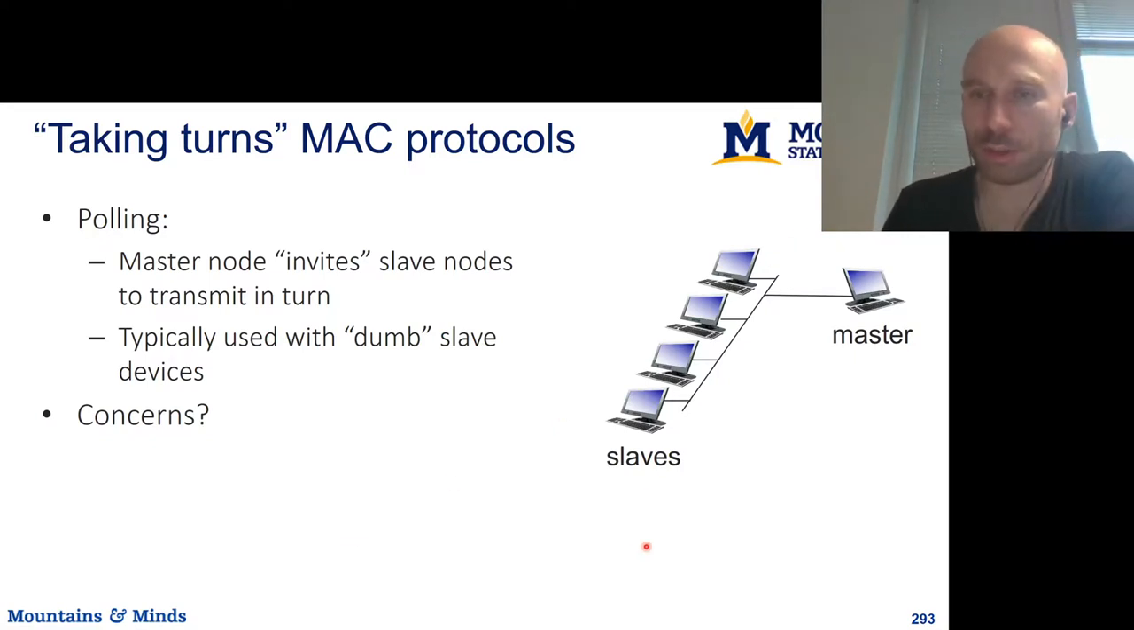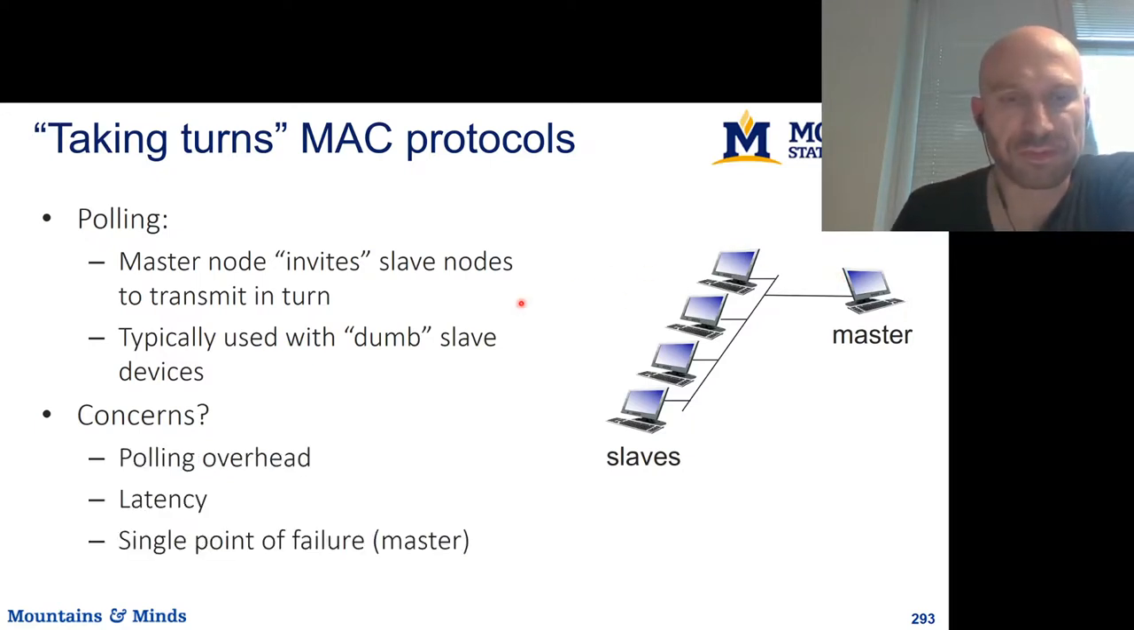Let's say we have a bunch of nodes and a coordinator, and you have a system or a protocol where the coordinator polls each node for data, and then if that node has some data, then it gets to transmit. Okay. So these nodes are dumb in the sense that they basically don't coordinate with each other. They just wait for a message from the coordinator. Okay.